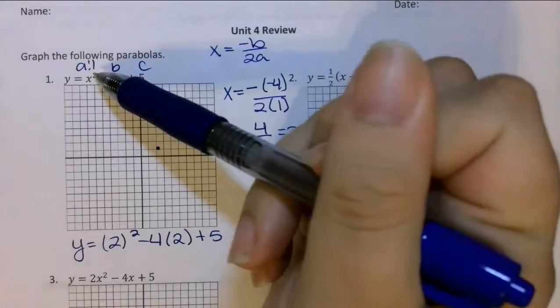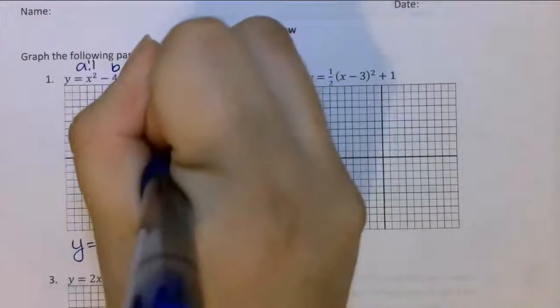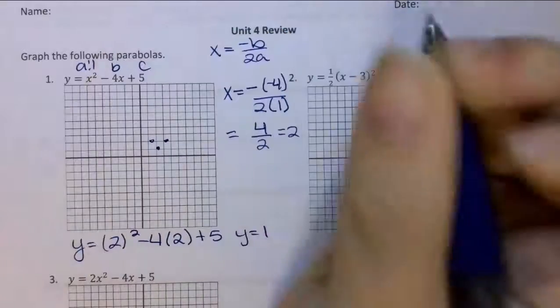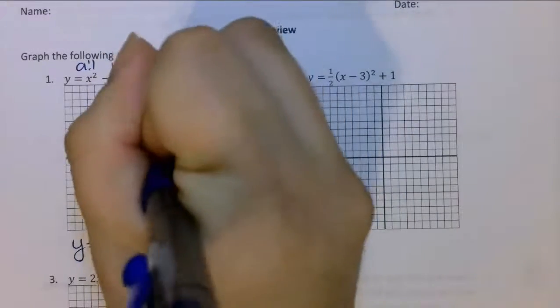Because I have an a value of 1, it just means I go up 1 over 1 for my second point for my parabola, and then I just connect them.